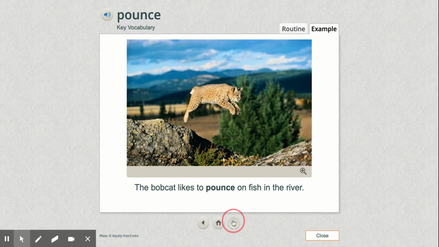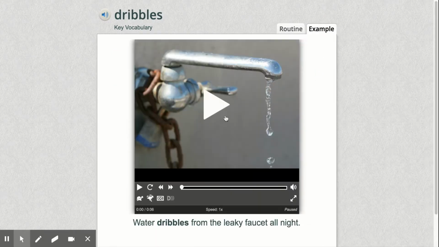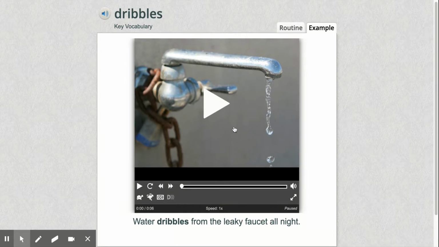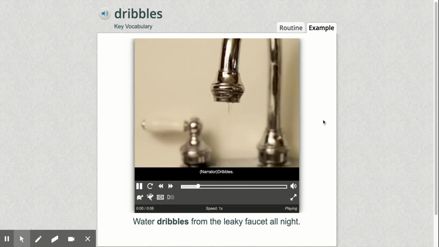Okay, let's look at our next word. Our next word is dribbles. Let's watch this video. When you think about the word dribbles, we're not thinking about when you dribble a basketball. We're thinking more along the lines of water. Let's watch. Dribbles. To dribble is to flow or let flow in small drops.